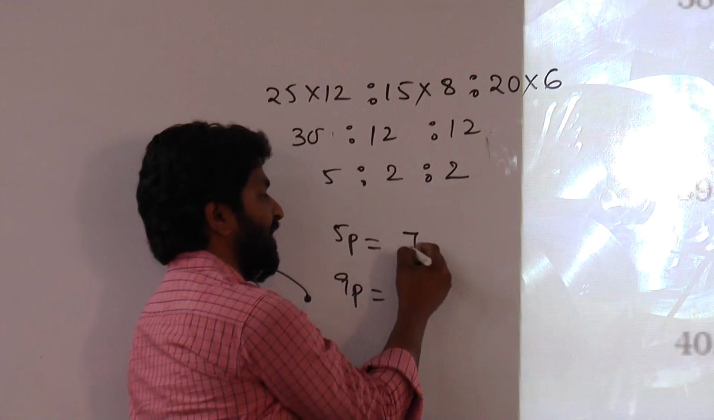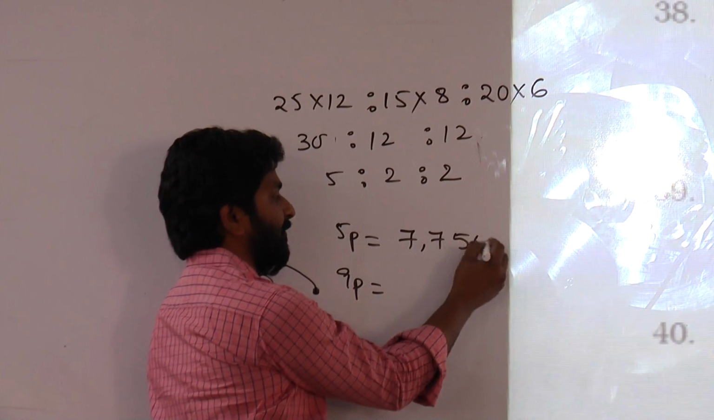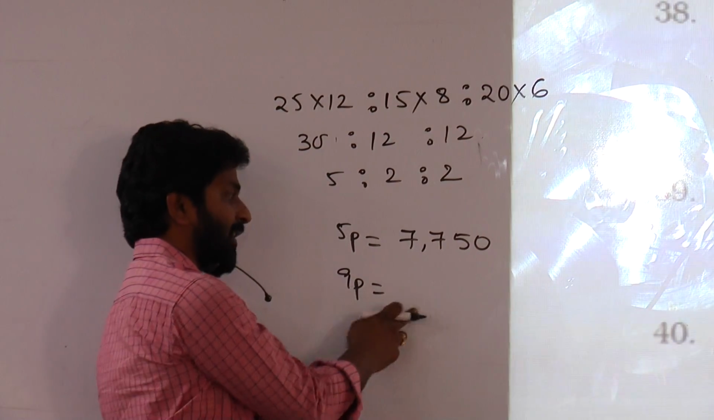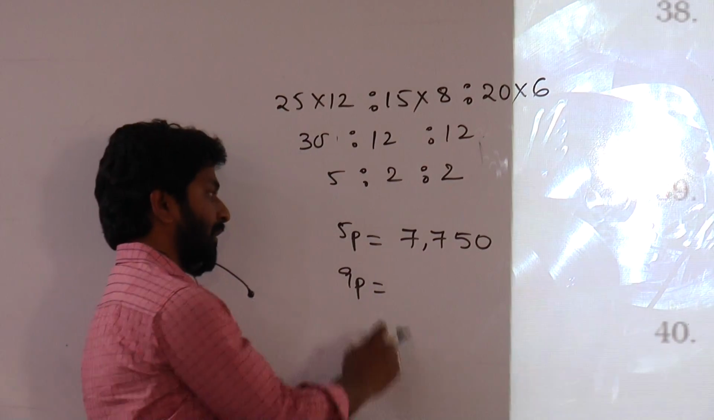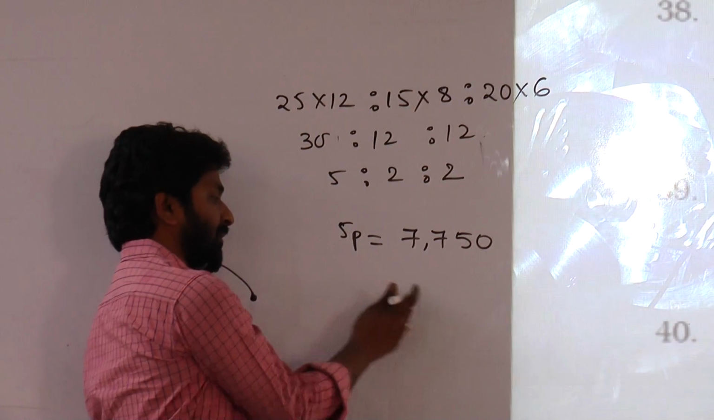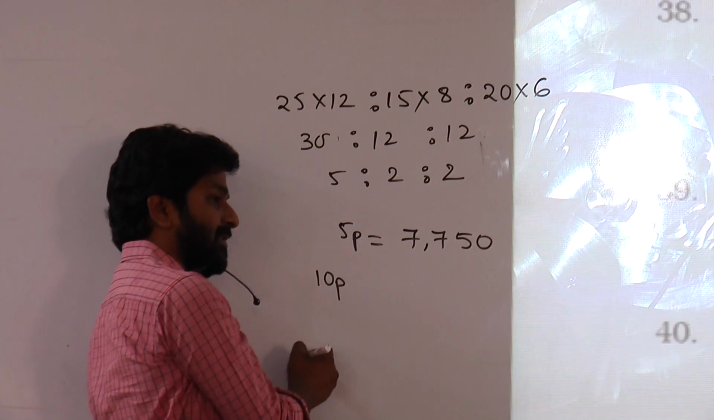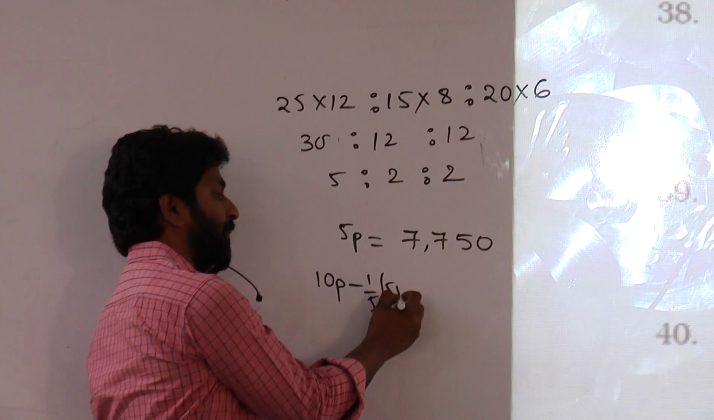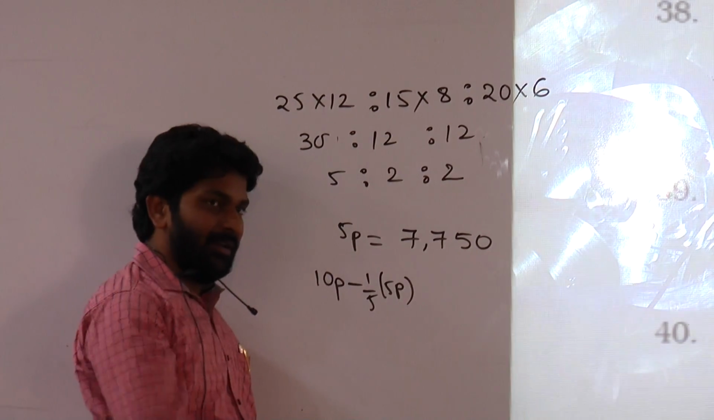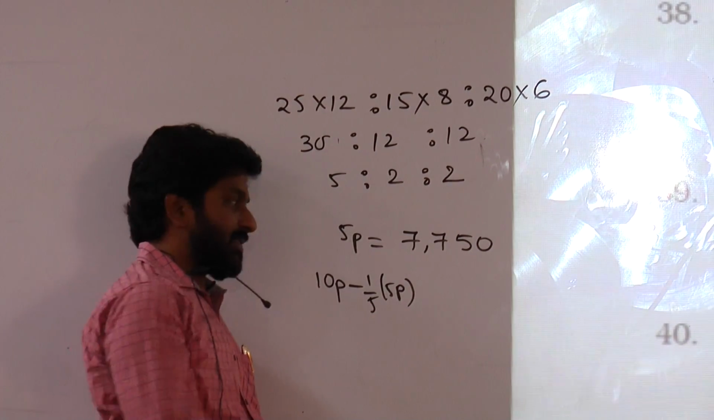And 5 parts is equal to 7,750. You are asked about 9 parts. Okay? You can do one thing. Take 2 times of this number. How much will you get? 10 parts. And from this subtract 1/5 of 5 parts, you will get 1 part. 10 parts minus 1 part, 9 parts, answer.